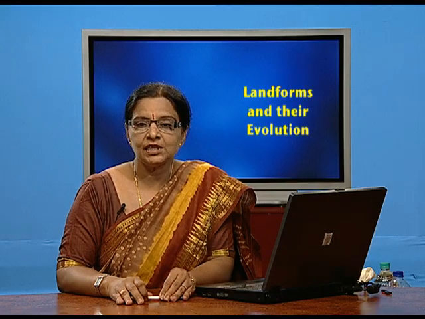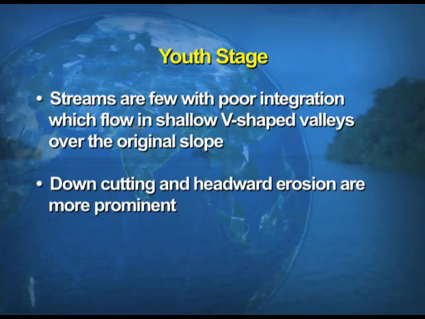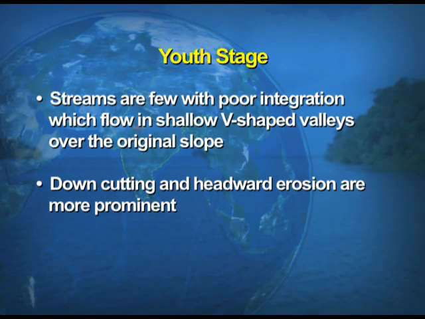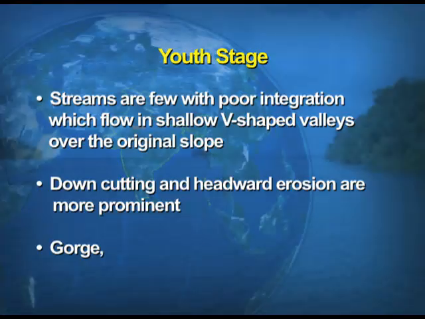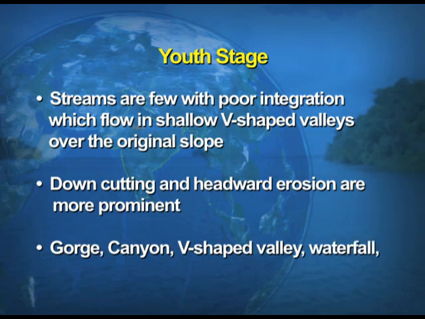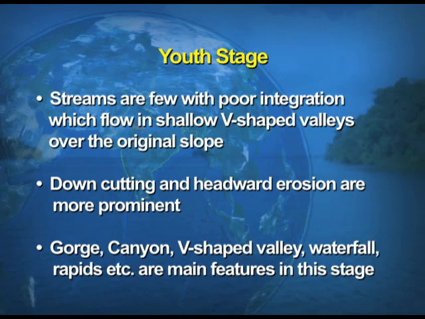Now, what is the youth stage of the river? Streams are few with very poor integration, which flow in shallow V-shaped valleys over the original slope. In the youthful stage of the river, the downcutting and the headward erosion are more prominent. The main features formed at the youth stage are gorge, canyon, V-shaped valley, waterfall, rapids, etc.